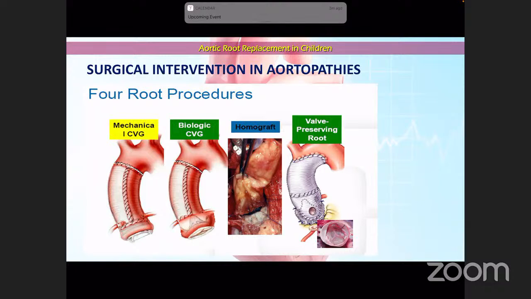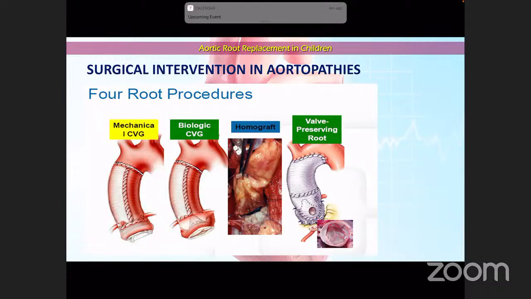And then the options that are available, we have the mechanical valve conduit replacement, classically known as the Bentall procedure, where you replace the aortic valve and the ascending aorta as one unit with what you call a mechanical valve conduit. And again, you transfer the coronaries into this conduit.